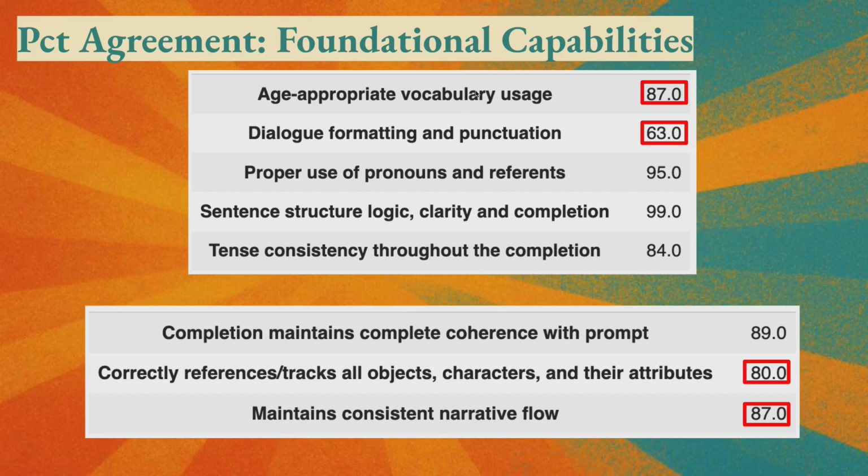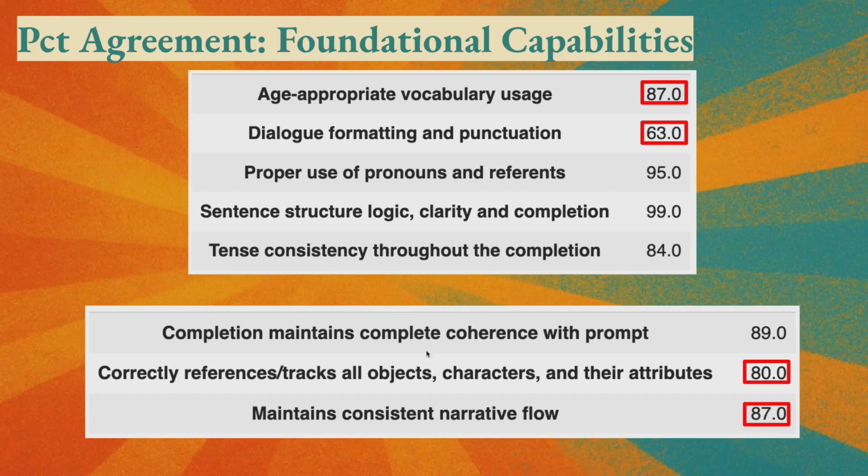And then the next lowest was, or the second lowest was the age-appropriate vocabulary usage. Oh, actually, sorry, I forgot tense consistency. So tense consistency throughout the completion was the next lowest at 84, and then age-appropriate vocabulary usage at 87. I have some ideas on how to improve that, and I will talk about them at the end.